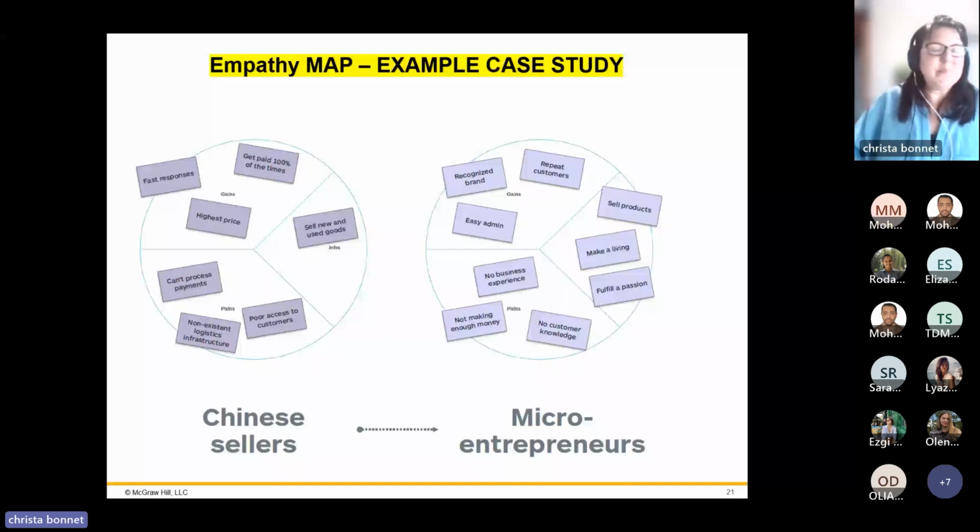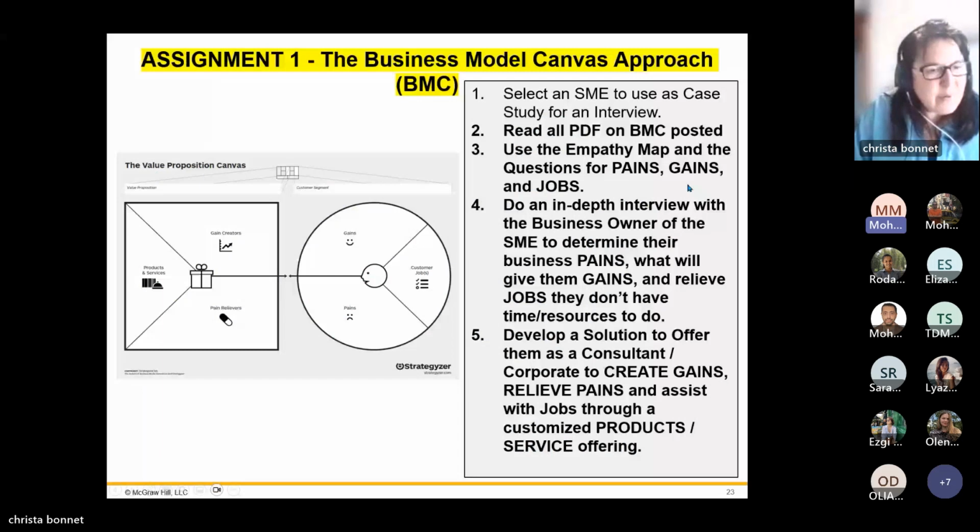What I understood here is that we will go with a company or someone as a consultant, and we start to ask them questions, and we find something to help them be gain creators and pain relievers, and give them the product or seller that will help solve their issue. Yes, this is our assignment through this list of questions.